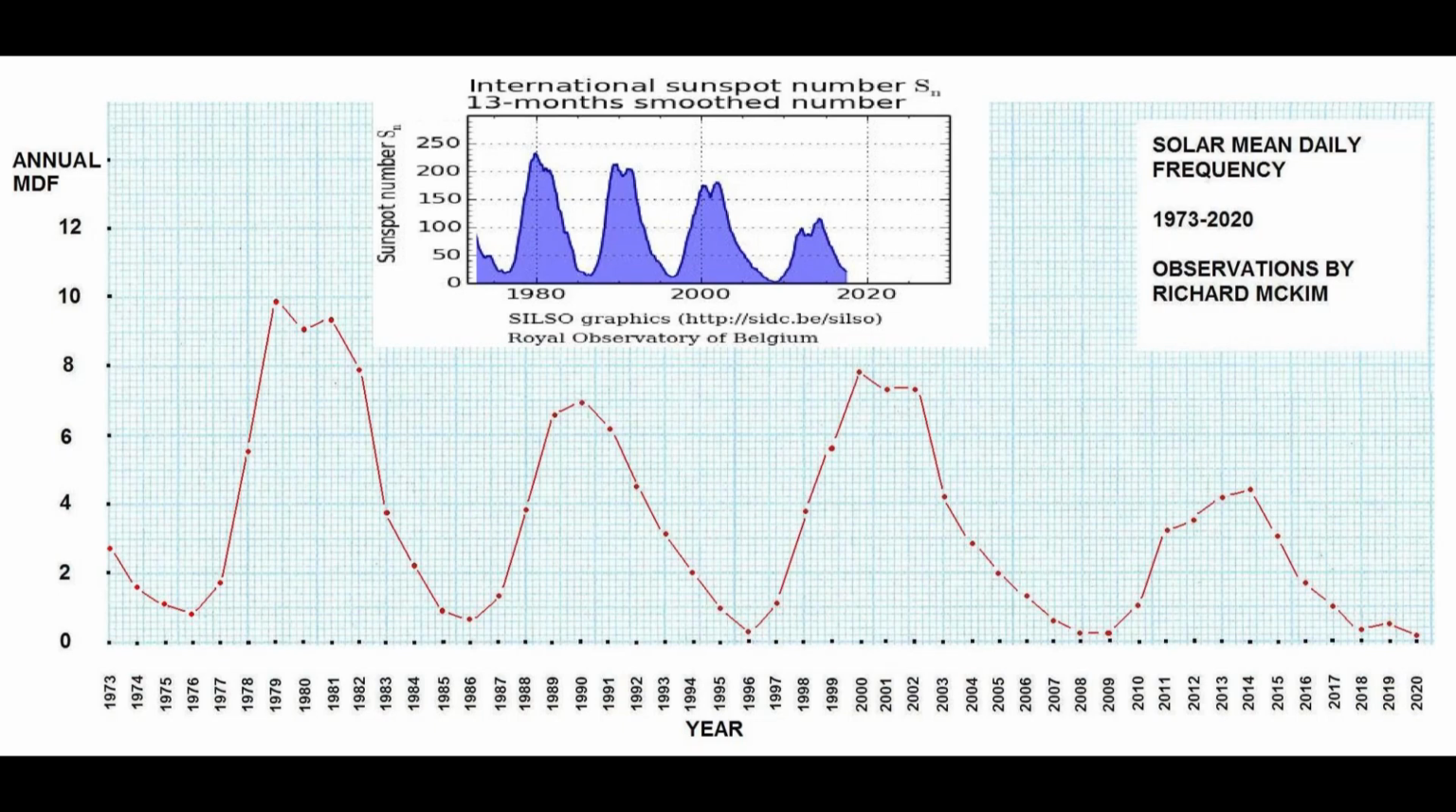And if we go back a few years, we can see that the cycles in the 70s and the 90s were really quite strong. Here I've plotted the annual mean daily frequency. In the little inset there from the Royal Observatory of Belgium, I've plotted their data on sunspot number, which is a slightly different count, but nonetheless you can see that the peak in 1980 was very much the highest of all. And of course, with this lessened solar activity, we're not seeing quite so much in the way of aurorae.